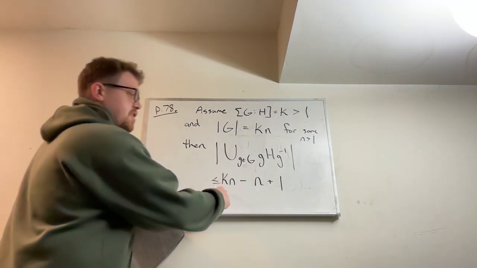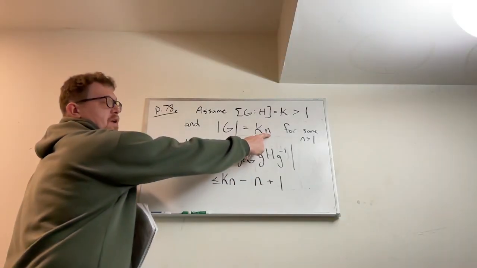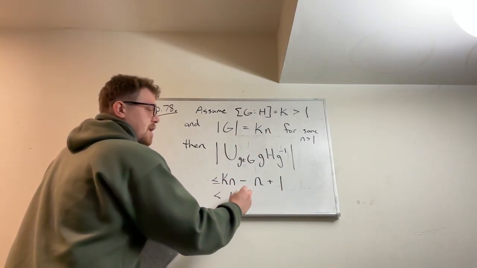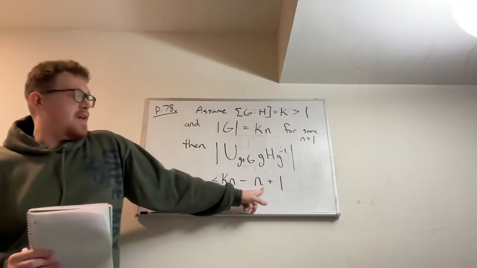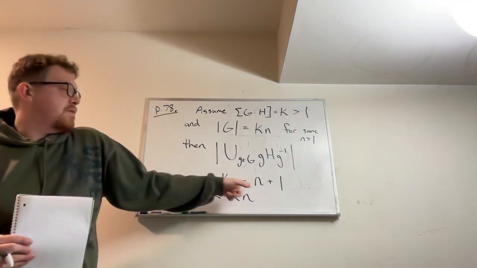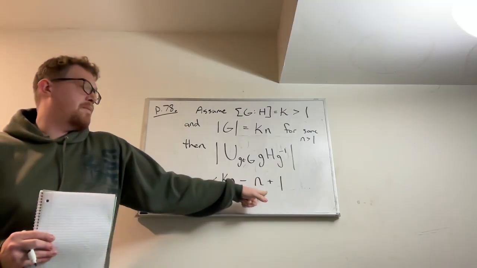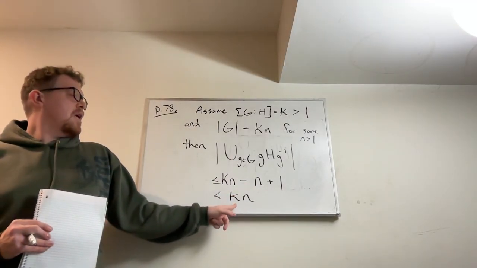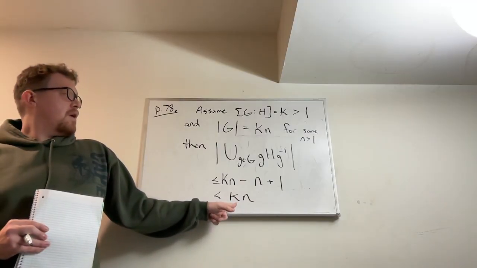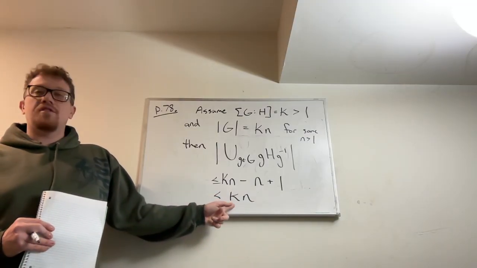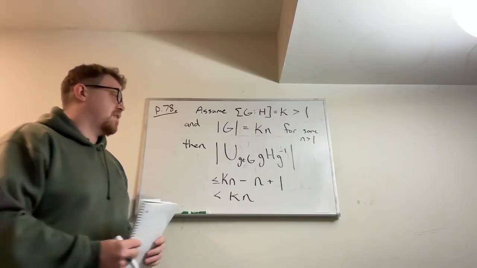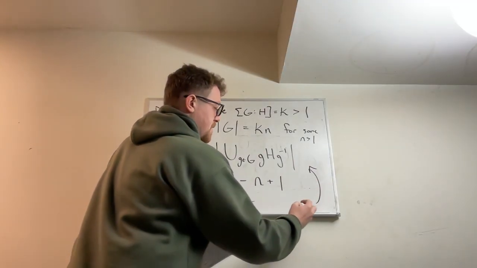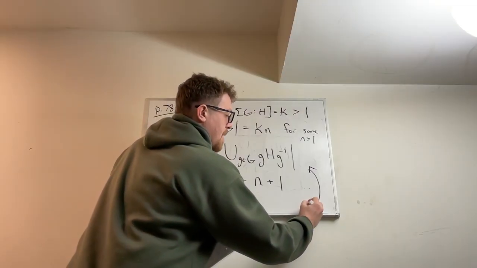Right, but this is actually strictly less. If n is greater than 1, then this whole thing is strictly less than k times n, because if n is bigger than 1, then the subtracted quantity is positive. So kn minus some positive number is strictly less than k times n, but kn was the size of the group, and therefore the size of this union is strictly smaller than the size of the group, and that means that this can't be equal to the full group. So basically, we just showed that it cannot be equal to G.